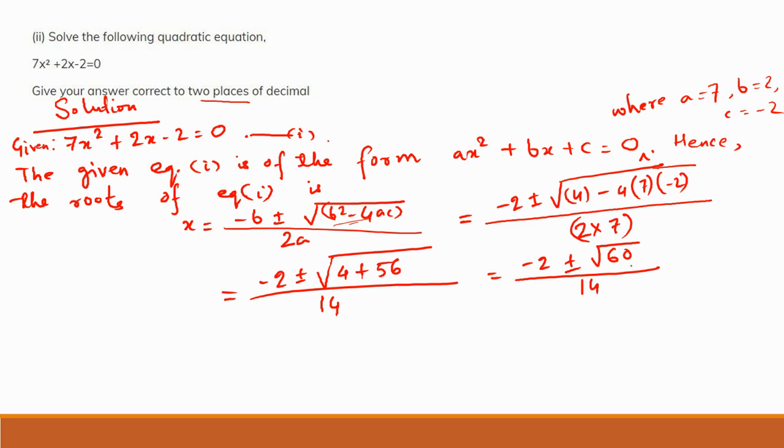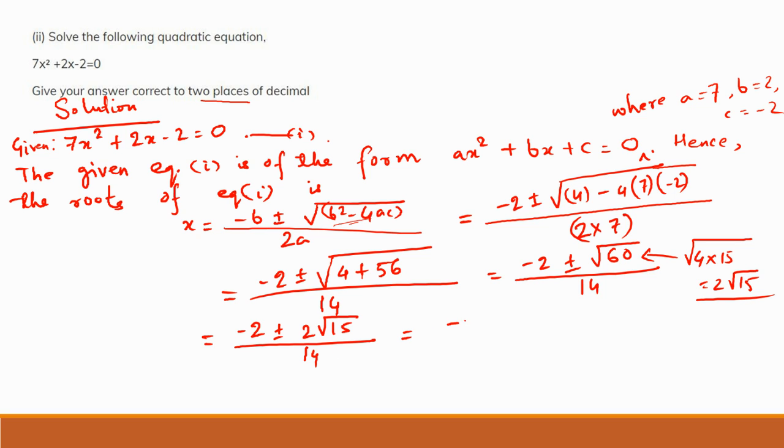Now you see 60 can be written as 4 times 15 also, right? So when it can be written as 4 times 15, you can take 2 outside. So it can be written as 2 root over 15. I hope this is clear to you, right? 60 can be written as 4 times 15. So root over 4 is 2, 2 root 15, right? So this divided by 14.